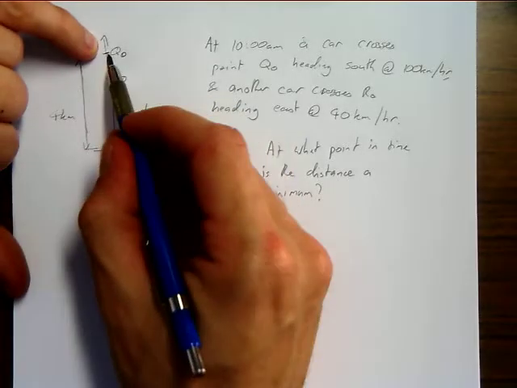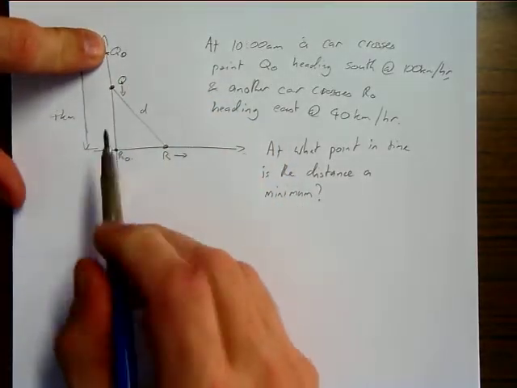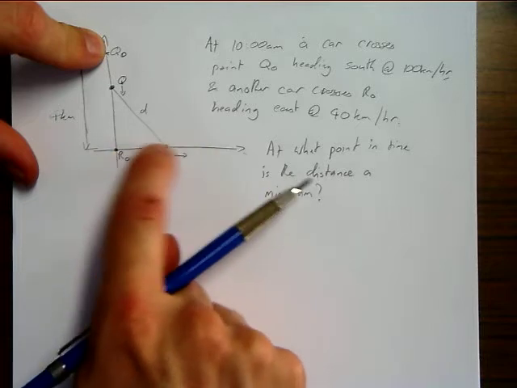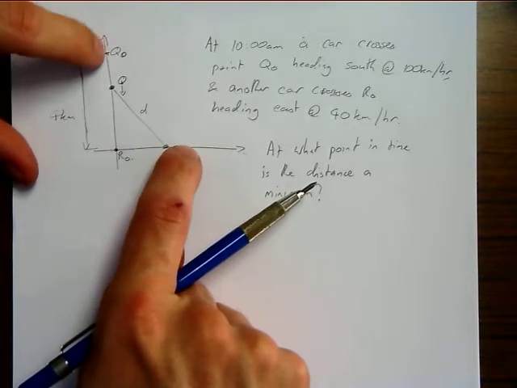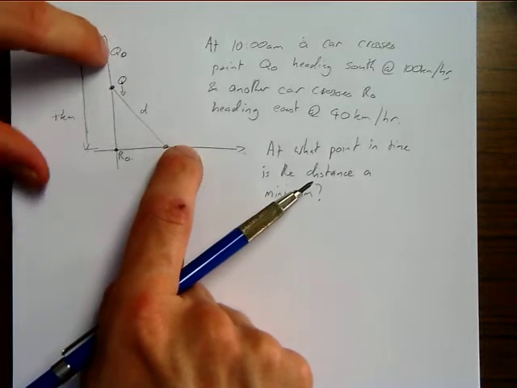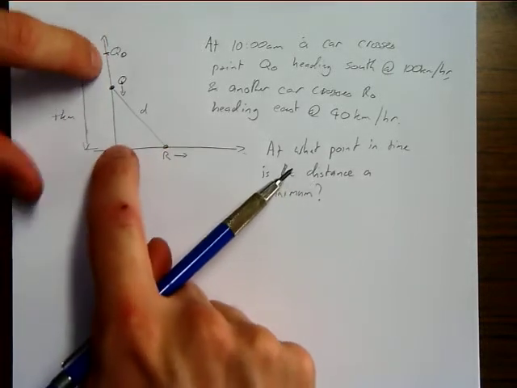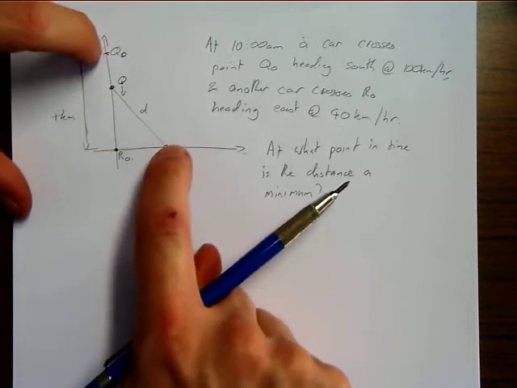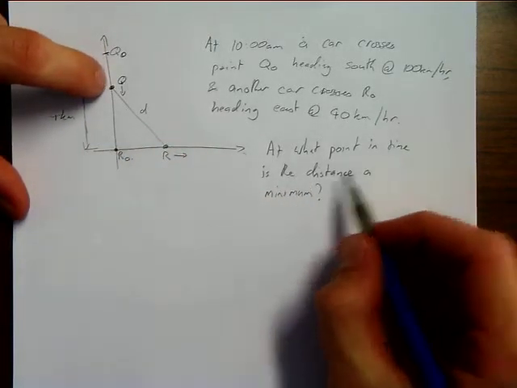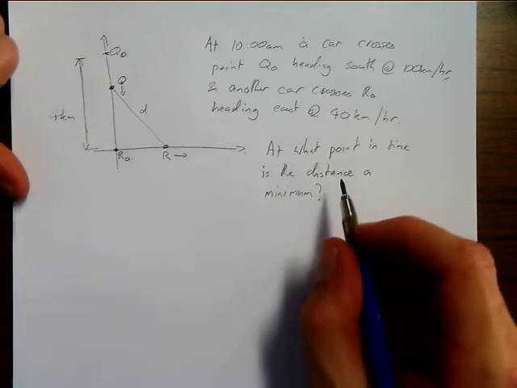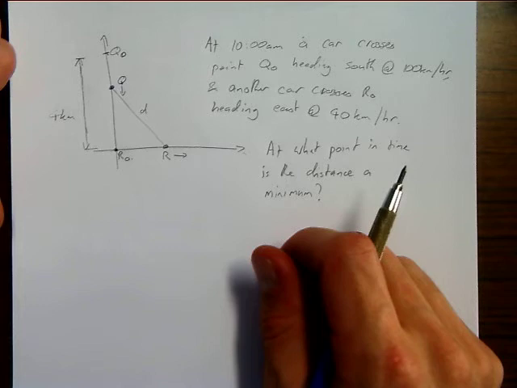So we have a car starting here and a car starting here. And as we go along, they're driving, so R is driving east and Q is driving south. Okay, we know Q is driving south at 100 kilometers per hour. We know R is driving east at 40 kilometers per hour. Okay, my question is, at one point in time, so after 10 a.m., is the distance going to be minimum?